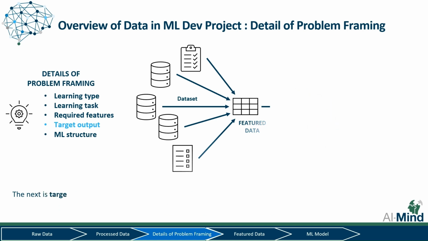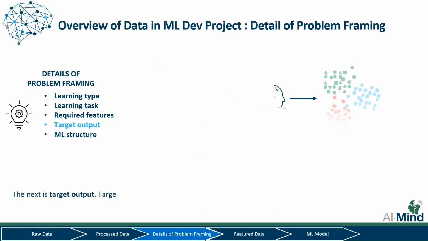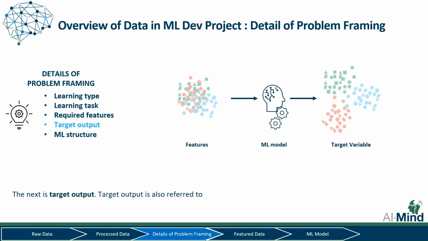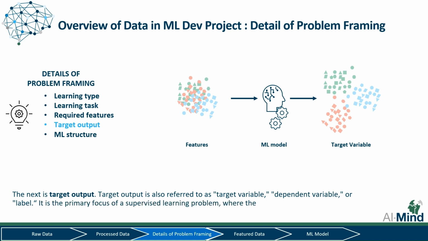The next is target output. Target output is also referred to as target variable, dependent variable, or label. It is the primary focus of a supervised learning problem where the algorithm learns to make predictions or classifications based on input features in relation to the target variable.